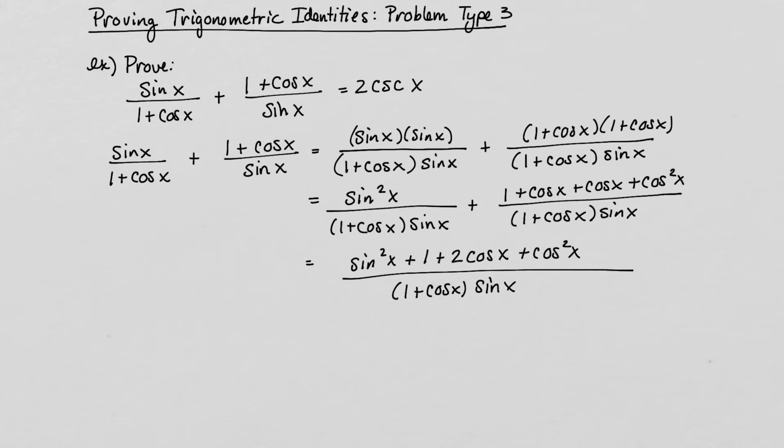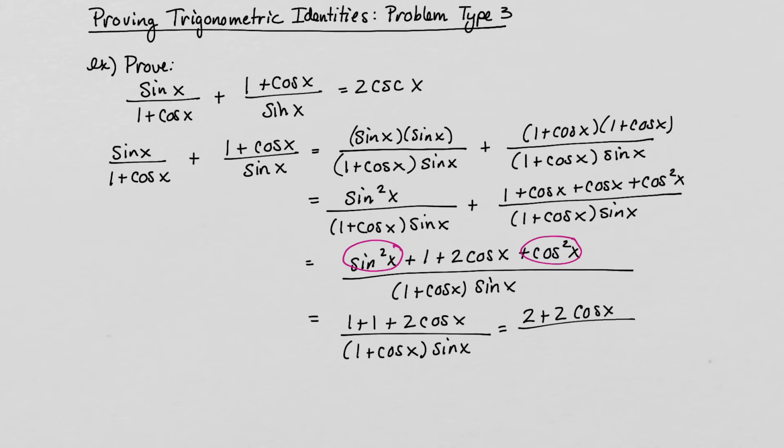And then we can use the Pythagorean identity. I have a sine squared x and a cosine squared x, so together those make 1. So we end up with 1 plus 2 cosine x all over 1 plus cosine x times sine x. So we have 2 plus 2 cosine x over 1 plus cosine x times sine x. And I can factor a 2 out of the top, so 2 times 1 plus cosine x over 1 plus cosine x times sine x.